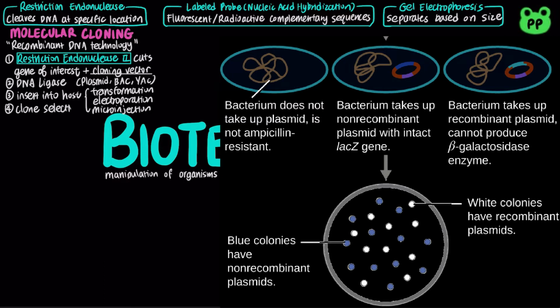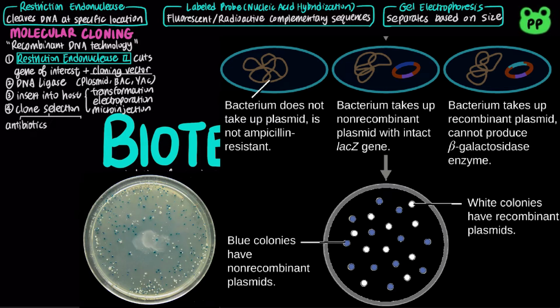In positive selection, only cells that contain a specific gene survive, whereas in negative selection, cells that have lost a specific gene survive. Clone selection methods include antibiotics such as tetracycline and ampicillin. Another method involves X-gal, which is a homolog of lactose. When the lacZ gene, which codes for beta-galactosidase, is present, it cleaves X-gal into an intensely blue product, which is insoluble. And when the lacZ gene is absent, X-gal is not cleaved and therefore remains white.